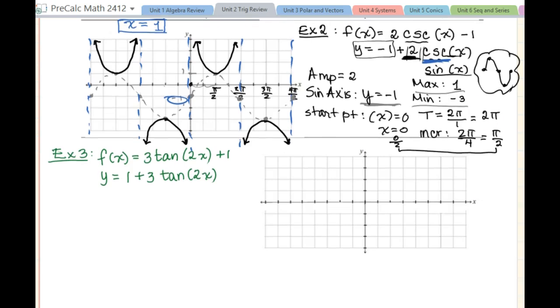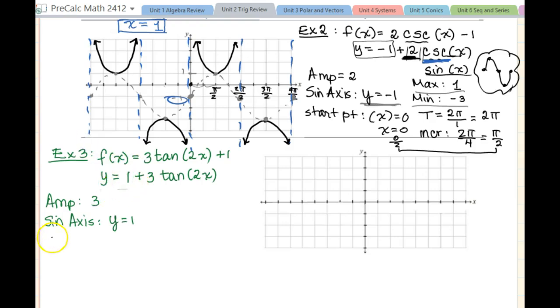Moving on to example number 3. This time we have a tangent, but we're still going to find the same information. First, we find our amplitude. Our amplitude is going to be 3. It's the number in front of the tangent. The next thing we're going to find is our sinusoidal axis. That's going to be y equals 1. It's located right here.